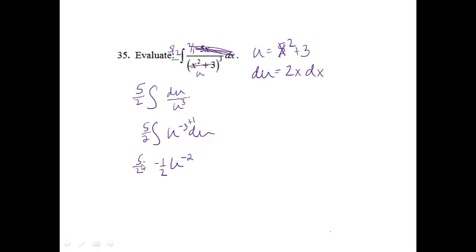So now just cleaning this up a little bit, multiplying the 5 times the -1 will give me -5, and then 2 times 2 will give me 4, and then I'm going to move the u to the -2 back down to the denominator. Then just rewriting it, I'm going to replace my u back in the problem. So I'll have -5 over 4 times (x squared plus 3) to the second power, and then plus c.